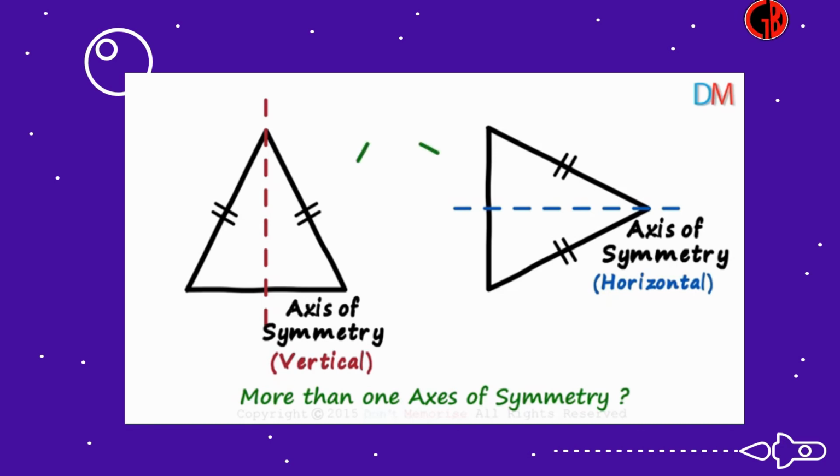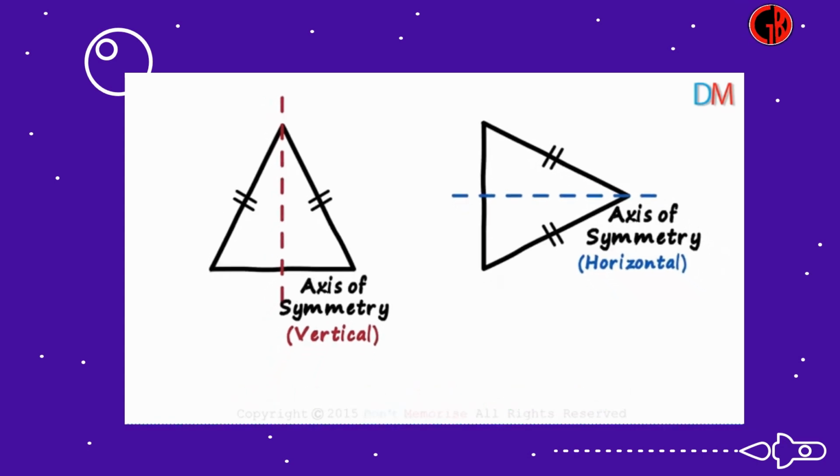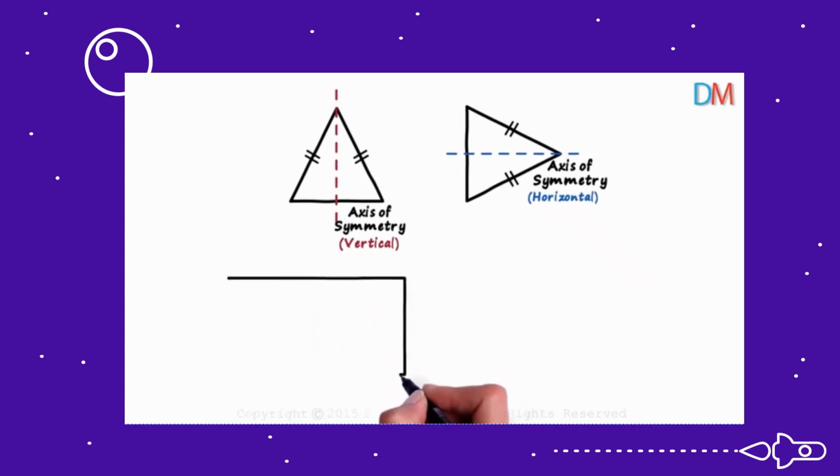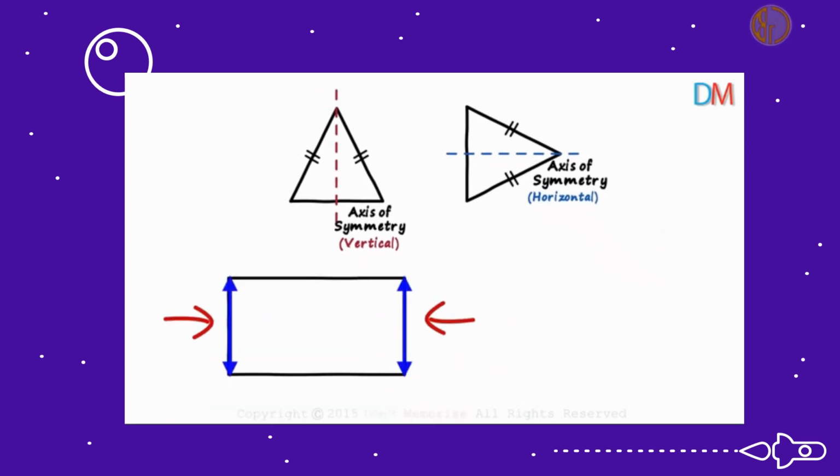If you look at just these two triangles, you would probably say no, because there is no other line which can divide these triangles into two parts that match exactly. But the correct answer is that a shape can have more than one axis of symmetry. Look at this rectangle. These two parallel sides are equal, these two parallel sides are equal, and all four angles measure 90 degrees. It will have a horizontal axis of symmetry like this.